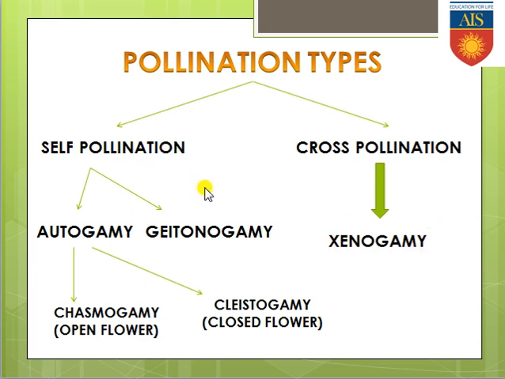About each and every definition I am not speaking in this slide, because in the next slide I will be discussing the definition of each and every kind of pollination. So I think you have understood properly the types of pollination here. Self-pollination, cross-pollination. Self-pollination can be subdivided into autogamy and geitonogamy. Autogamy is subdivided into chasmogamy and cleistogamy. And cross-pollination can be called biologically xenogamy.